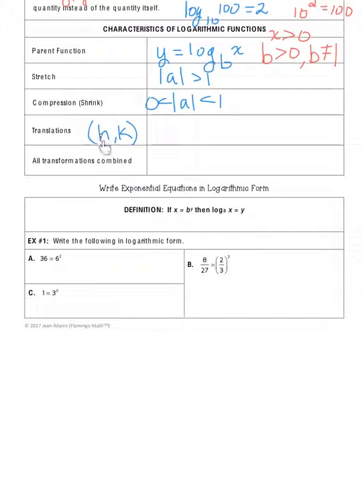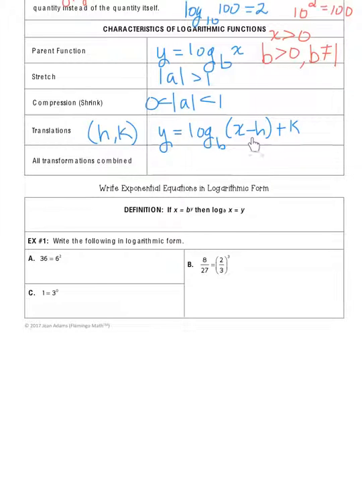H is going to occur within the function, attached to the x, and k is going to occur outside the function. And so they're going to look like y equals log some base b of, now I'm going to put the x in parentheses, so x minus h, and then plus k.